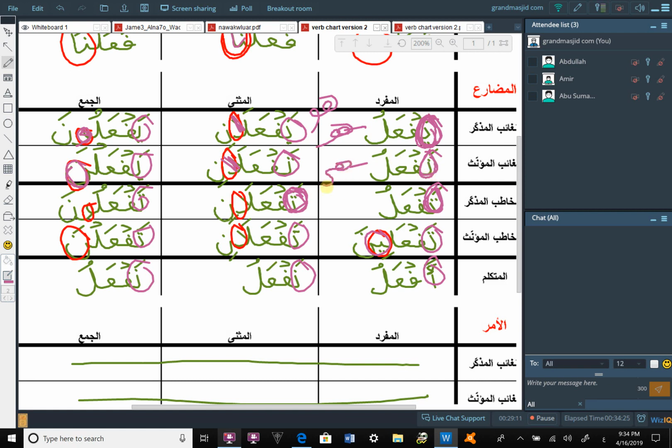Mustatir taqdiruhu hiya, according to the ta. Mustatir taqdiruhu anta, because of the ta. Taqdiruhu ana, because of the hamza. And taqdiruhu nahnu, because of the noon. Same thing, right? The rest of them, we can see them.